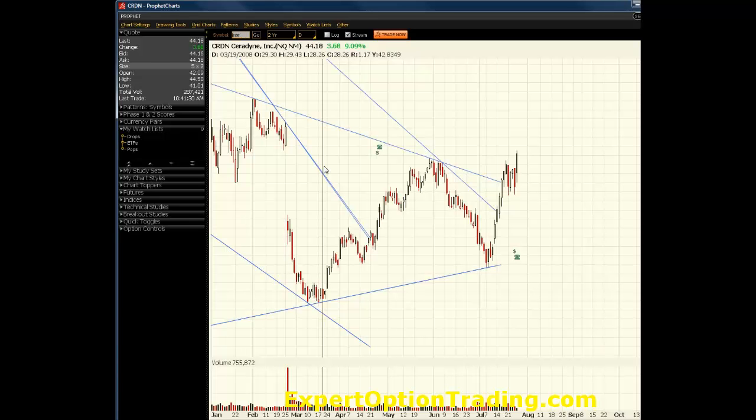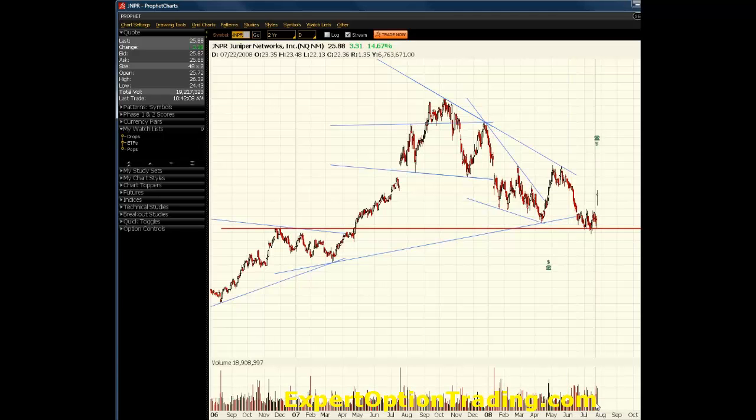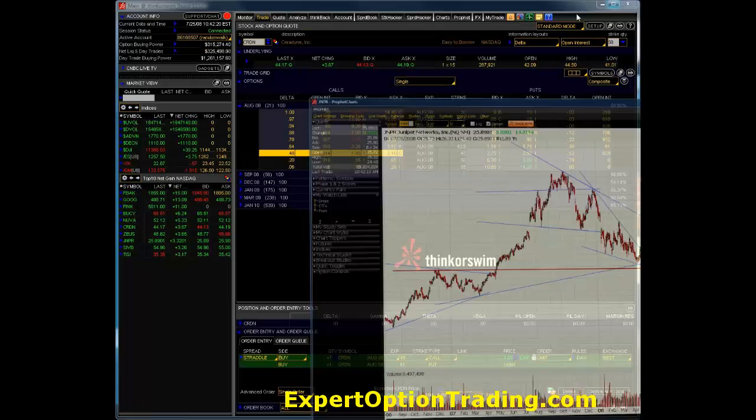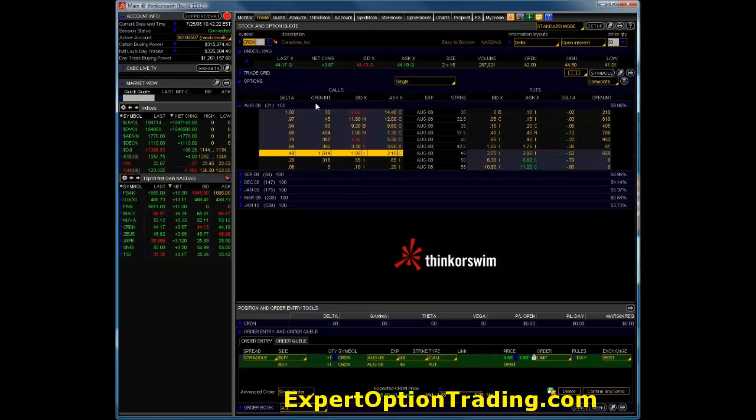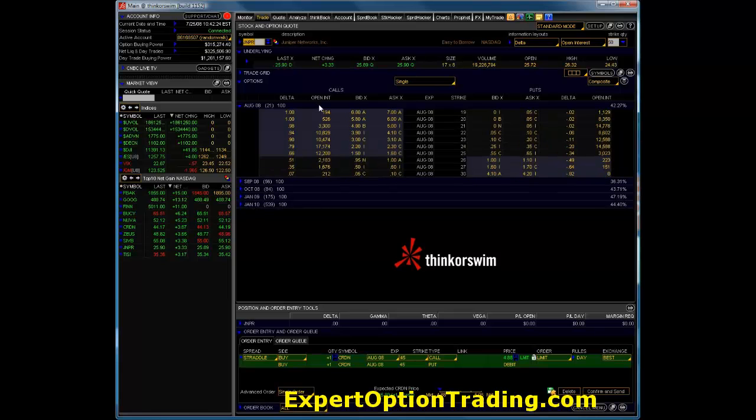So let's go back to JNPR. Juniper, on the other hand, trades close to 10, 11, 12, sometimes 20 million shares a day. There's quite a bit of liquidity to Juniper. So let's put in Juniper as a potential candidate in our trade tab and take a look at a current straddle. The current price of the stock is $25.90. So the at the money straddle should be the 26.